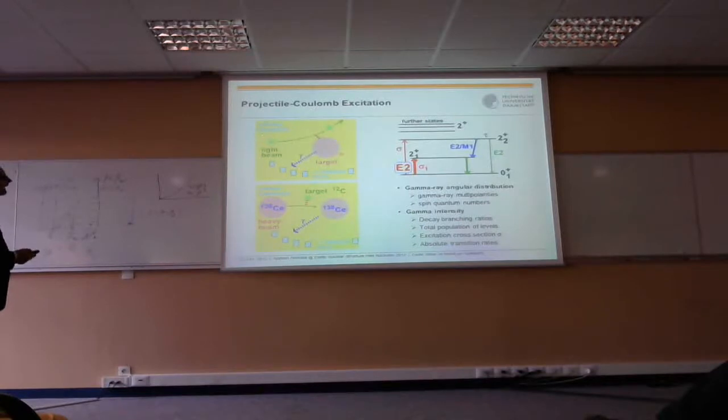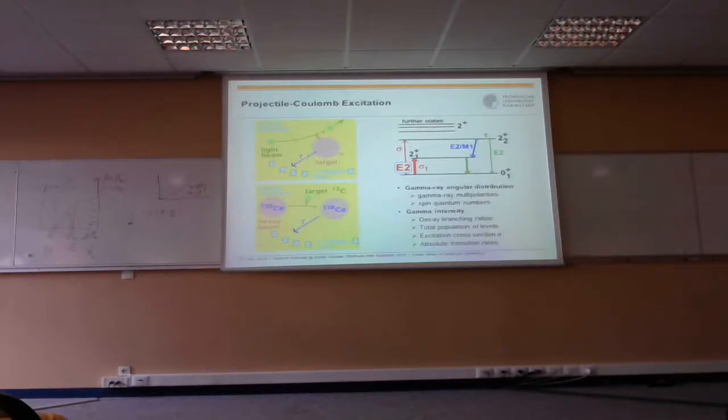Traditionally, you do this with light ions on a heavy target when you want to investigate a heavy nucleus, but you can also do projectile Coulomb excitation. So you turn this around: you shoot with a heavy nucleus that you want to investigate on a light target, and you excite the heavy nucleus. This is called projectile Coulomb excitation, because the projectile is the nucleus of interest. Then you can look at the gamma rays that come out of this nucleus with a large detector array for gamma rays, and you can measure gamma ray angular distributions and gamma intensities, of course. So from the gamma ray angular distributions, you get the multipolarities.